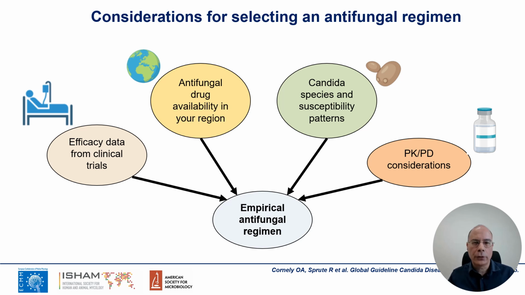Some important considerations that go into selecting an empirical antifungal regimen include epidemiological factors, so knowing the distribution of Candida species and antifungal susceptibility patterns in your country and in your institution, as well as previous culture results for a given patient. Pharmacokinetics and pharmacodynamics, which can be particularly important for patients at the extremes of age and body weights, patients in intensive care and those receiving dialysis, hemofiltration, or ECMO treatment, efficacy data from clinical trials, and finally, antifungal drug availability, which can vary significantly across geographic regions.